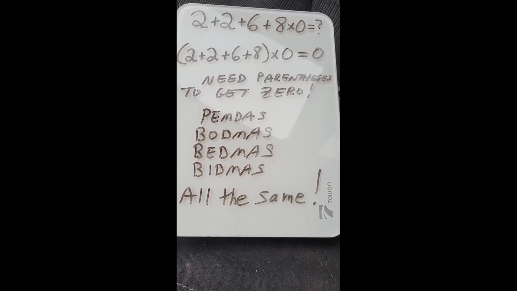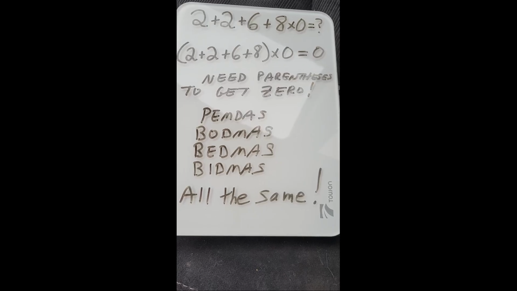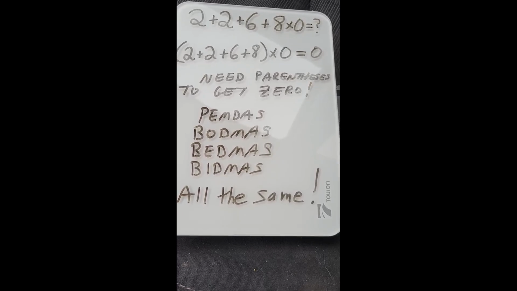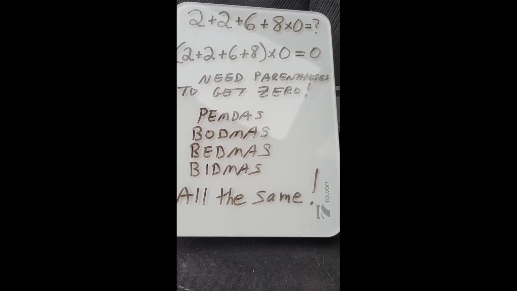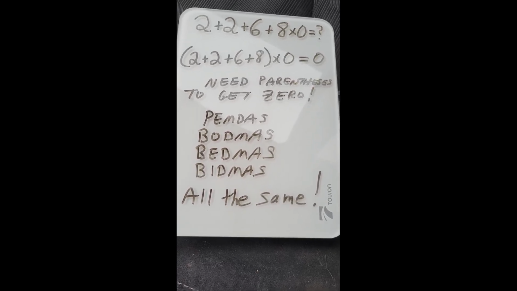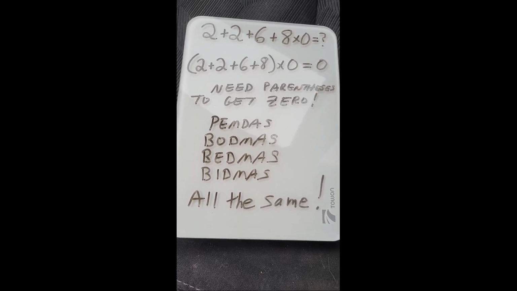You have number 1 is parentheses. Number 2 is exponents. Number 3 would be multiplication and division left to right. And number 4 is addition and subtraction. So there you have it. The answer to this problem is 10 without parentheses.